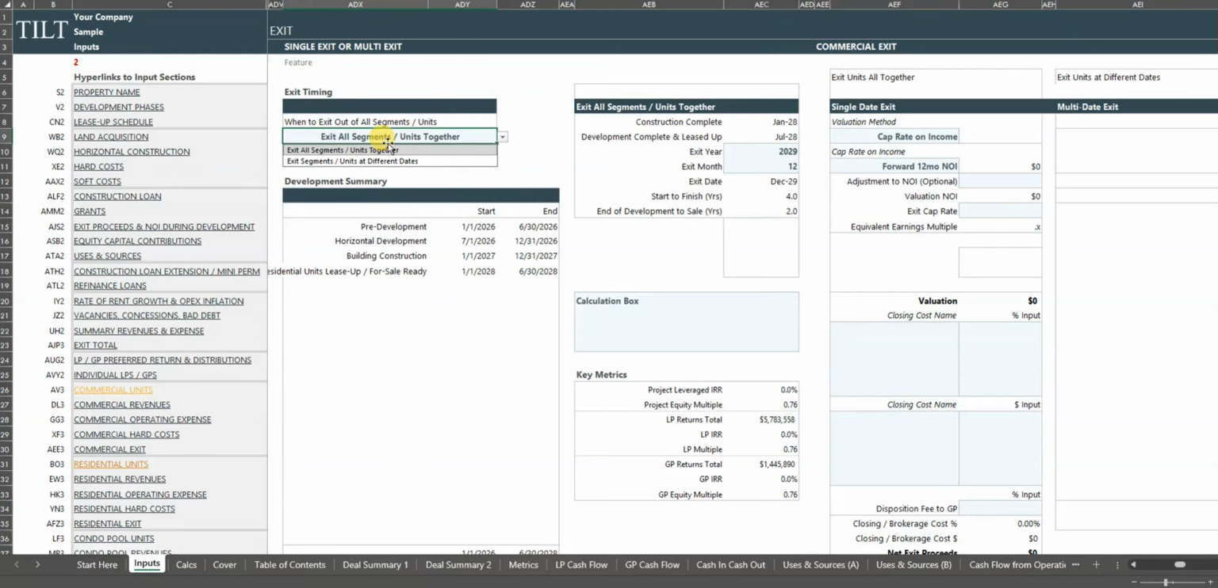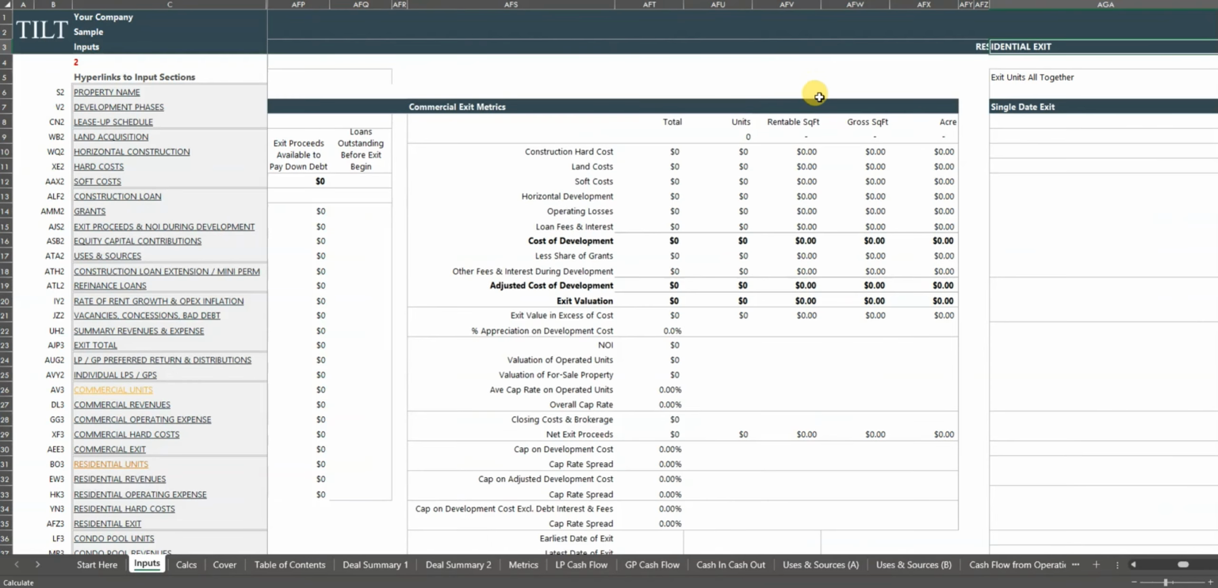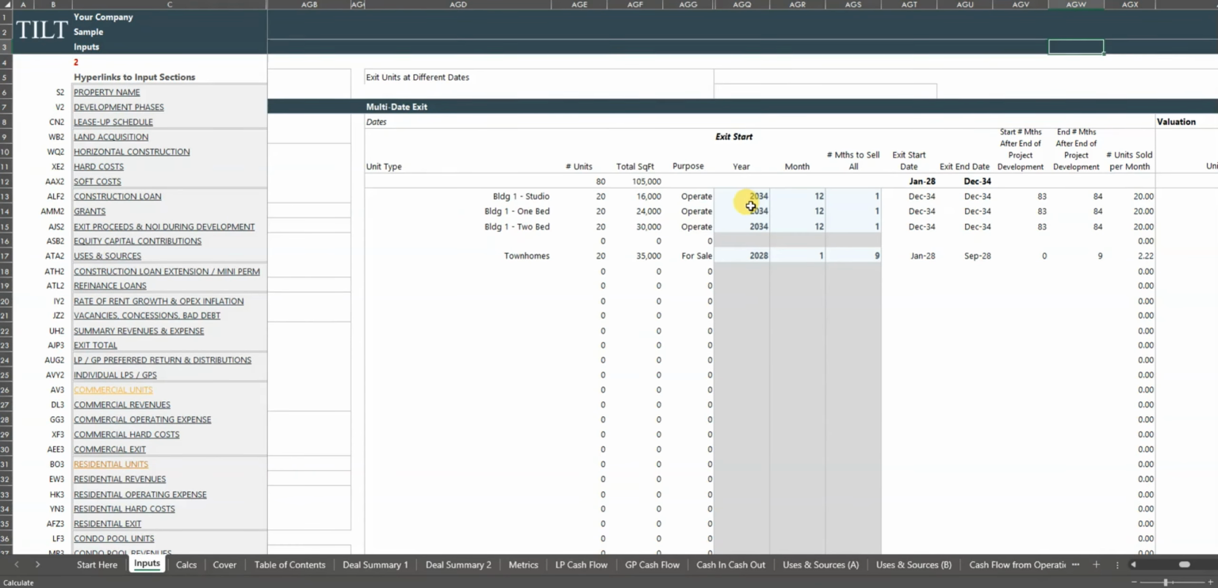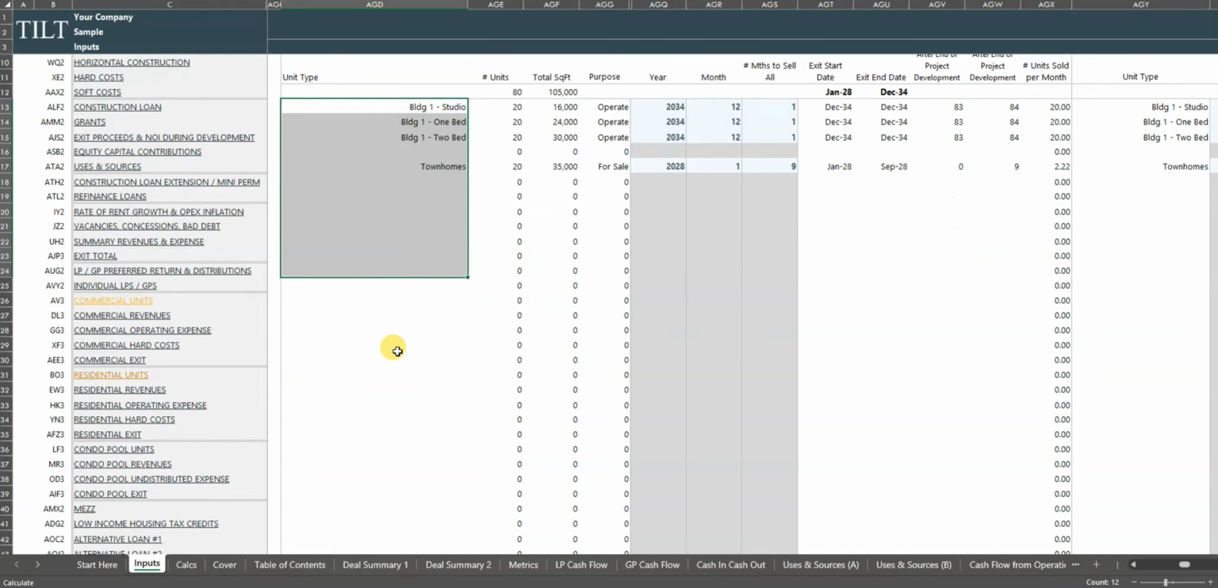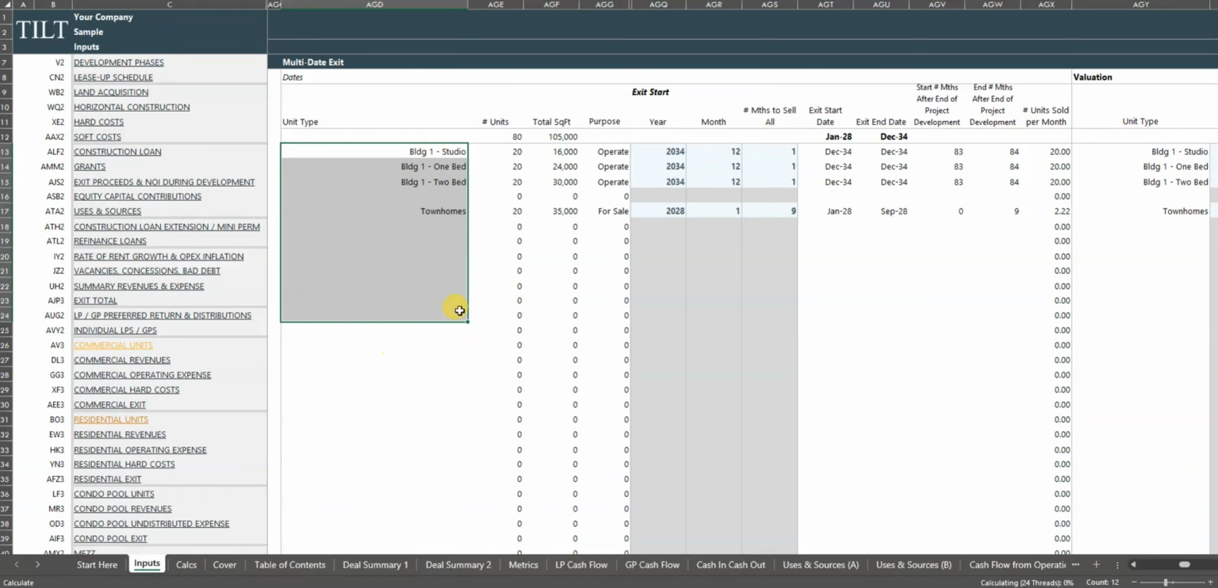So if we want to apply the multi-date exit functionality, I toggle here and then go over to my residential exit section, and we'll see that the model lists every single unit type, and the model currently has capacity for 40 different residential unit types. You can have any number of units per type, and I can input specific exit dates for each of the unit types, and I can say how many months it takes to sell all the units of that type.